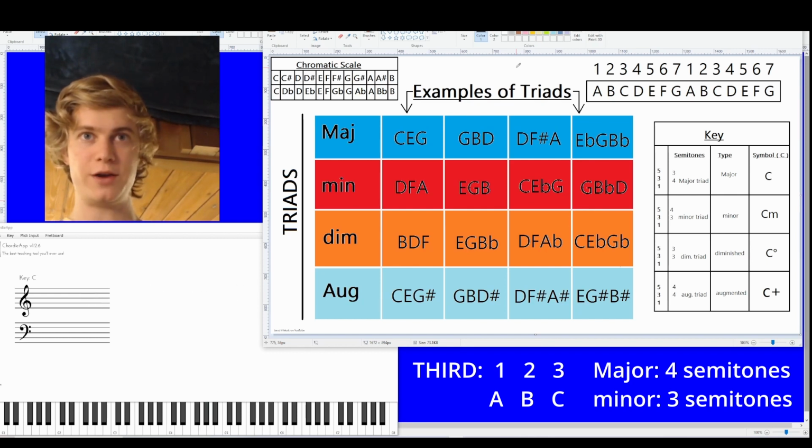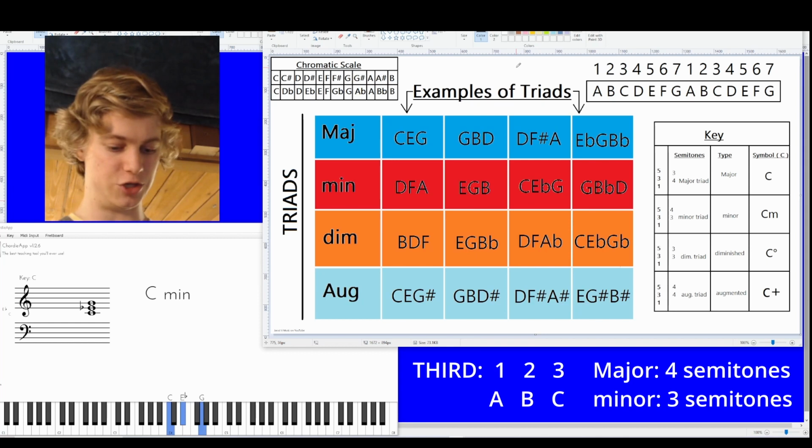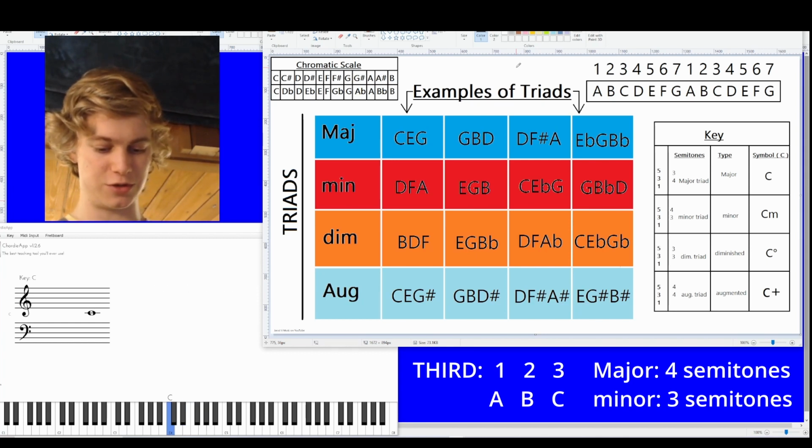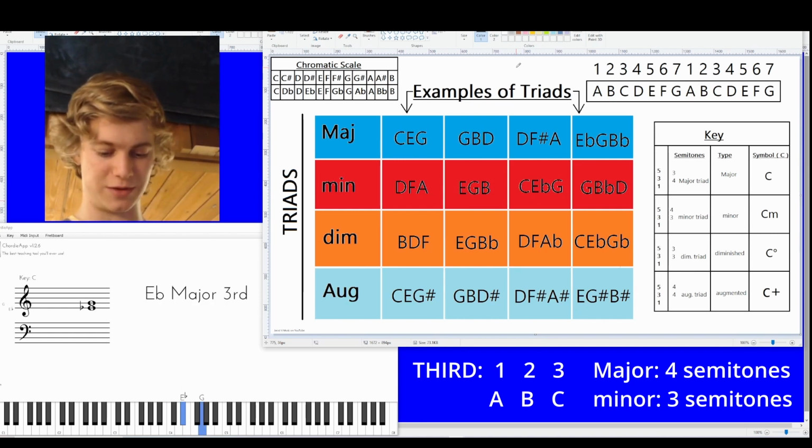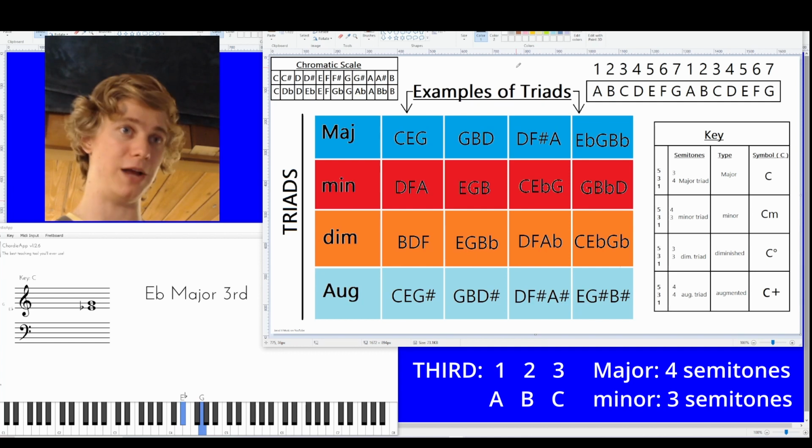Same thing when we do minor. I could do a C, E flat, and a G, and all that means is that from that first note to that second note, 1, 2, 3 semitones. From that second note to that third note, 1, 2, 3, 4 semitones. And now we have a minor triad.